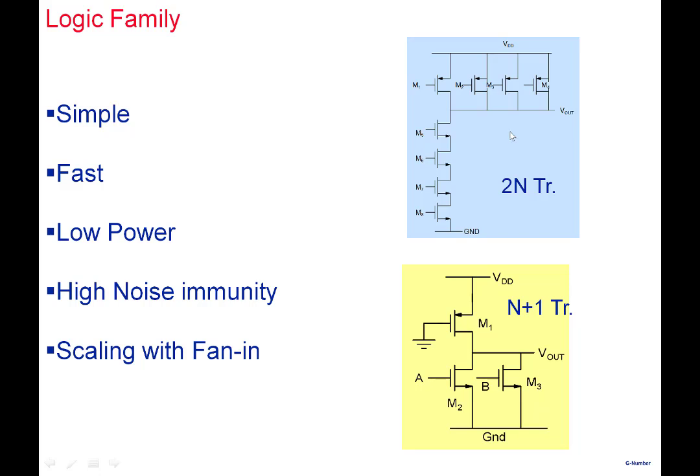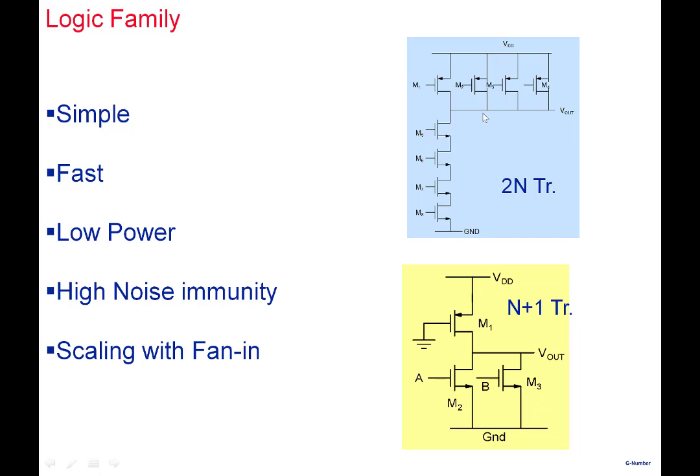So just to remind you, we were looking at different ways of implementing basic gates, and we said that we should evaluate those basic techniques for implementing gates along these particular dimensions here: simplicity, delay, power, noise immunity, and how it scales with number of inputs. And this is the default family that we have, the fully complementary CMOS.